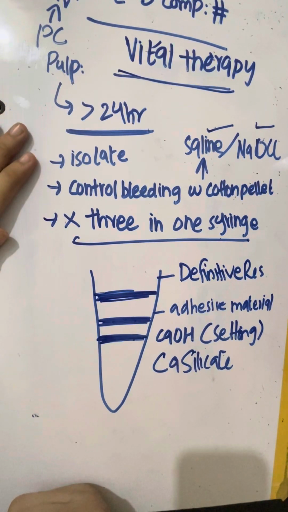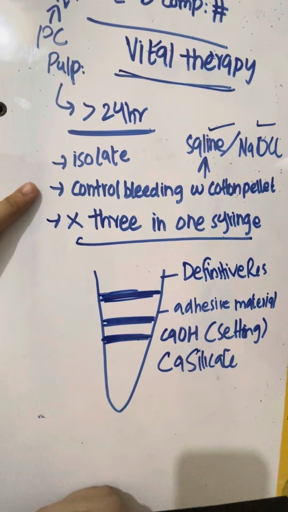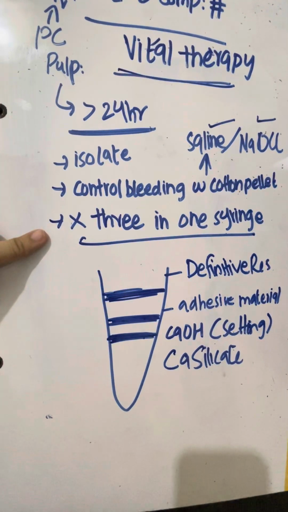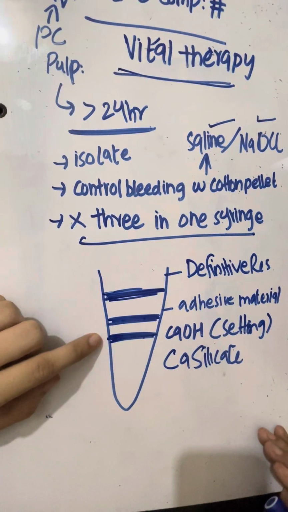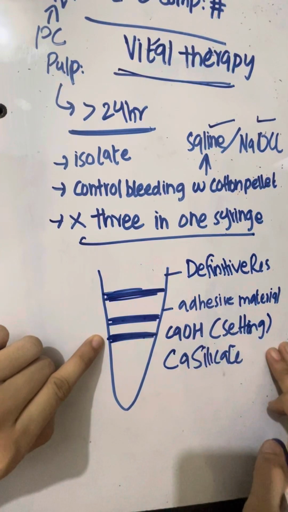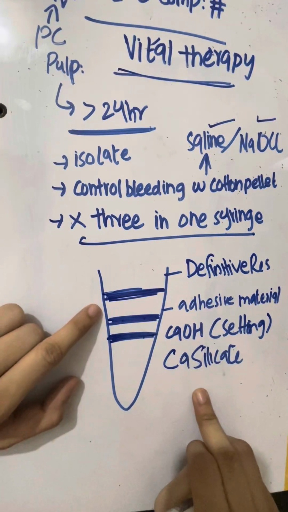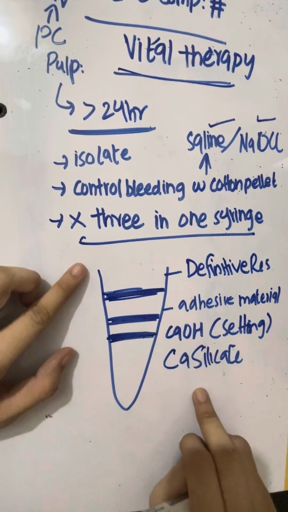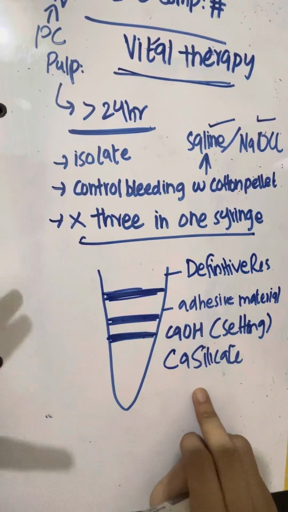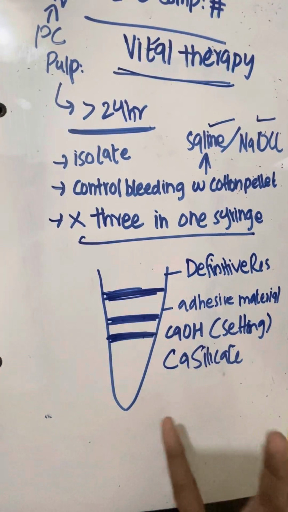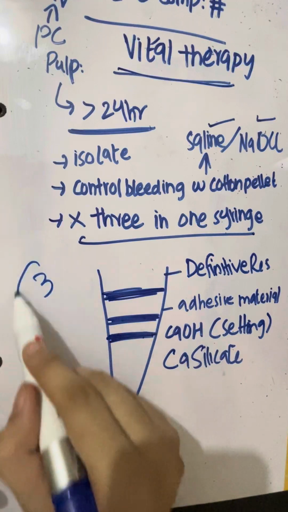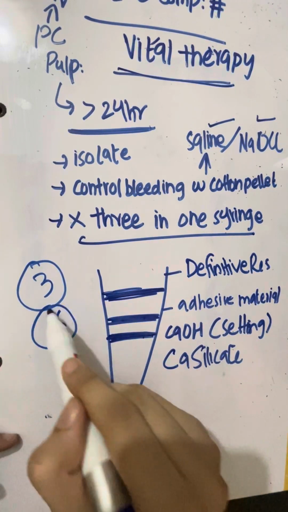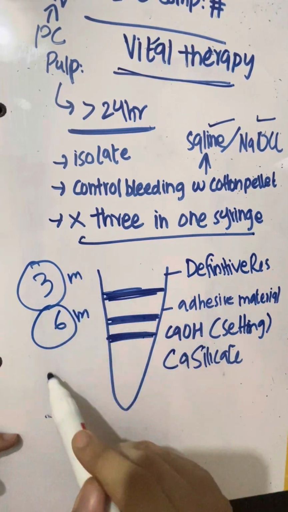First, we will isolate. We will control the bleeding with the cotton pellet. We will not use 3-in-1 syringe. Then we will form a layer of setting calcium hydroxide or calcium silicate. We will go for adhesive material and then definitive restoration. This is the whole process. After performing the vital therapy, you have to review the tooth for first 3 months, then 6 months, then 4 years.